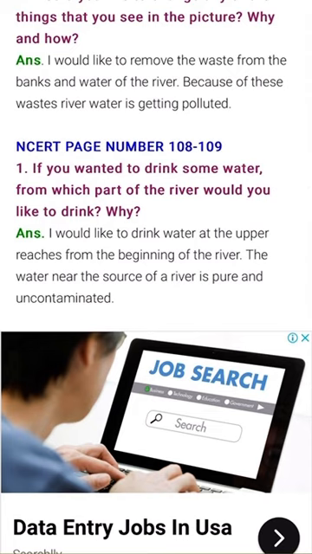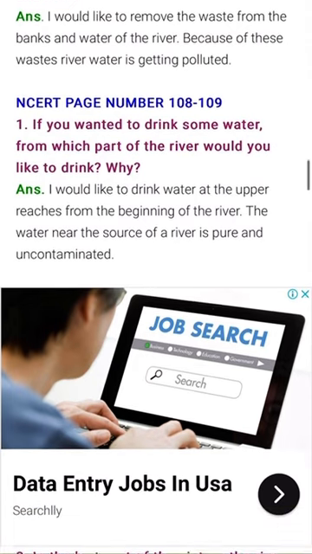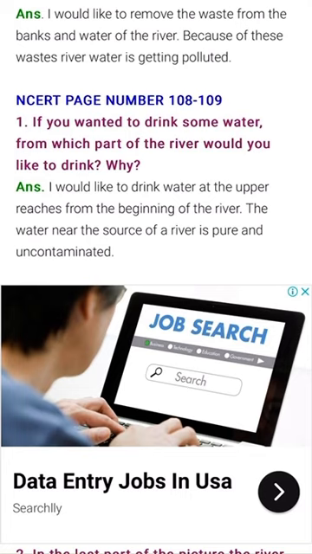NCERT page number 108 to 109. 1. If you wanted to drink some water, from which part of the river would you like to drink? Why? Answer: I would like to drink water at the upper reaches, from the beginning of the river. The water near the source of a river is pure and uncontaminated.